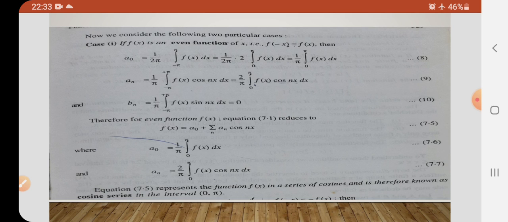Therefore, for an even function f(x), we can write f(x) equals a_0 plus a_n cos nx, where the value of coefficient b_n is 0 for an even function. So the value of a_0 equals 1 upon pi, integral from 0 to pi, f(x) dx, and the value of a_n equals 2 upon pi, integral from 0 to pi, f(x) cos nx dx. Now this equation 7.5 represents the function f(x) in a series of cosines and is therefore known as the cosine series in the interval 0 to pi.